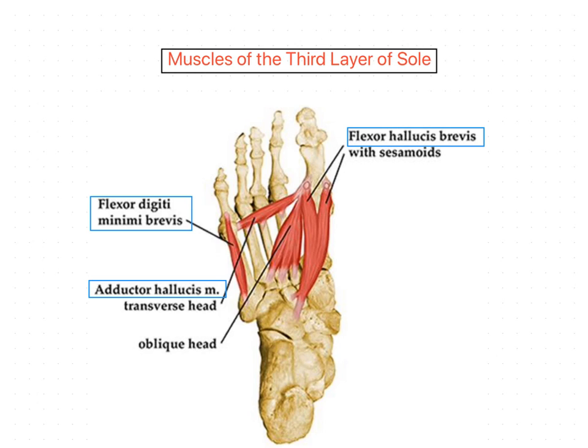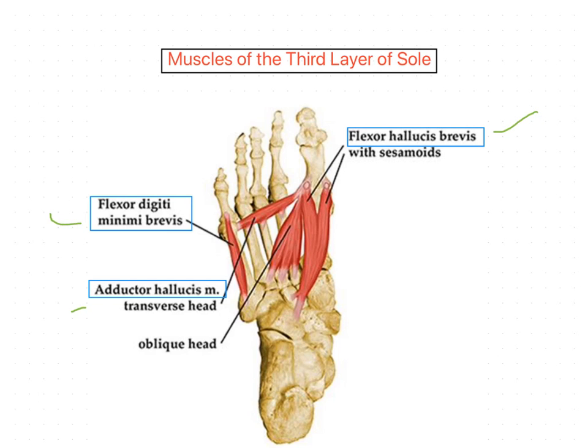Dear students, welcome back. In this session, we are going to discuss the muscles of the third layer of the sole. The muscles which are present in the third layer are the flexor hallucis brevis, flexor digiti minimi brevis, both are flexors, and one adductor hallucis muscle.